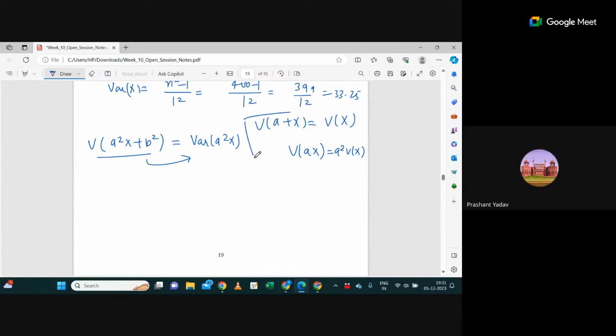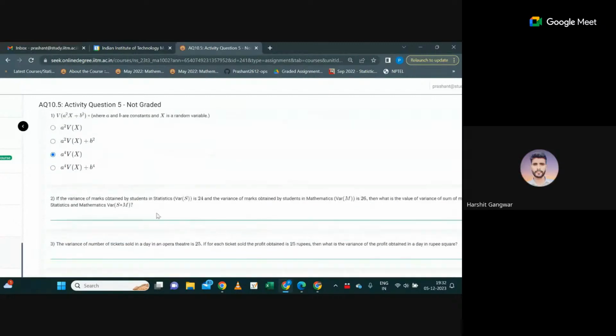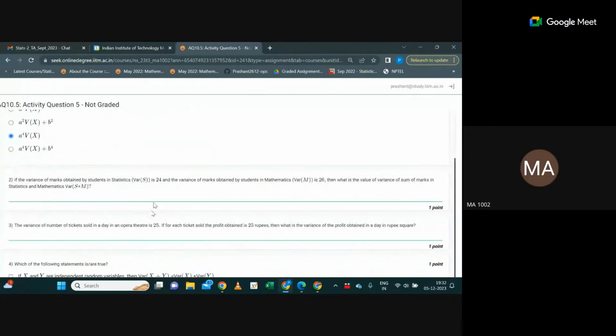Yes or no? Here there is already a square, so it will be a square of a square, right? So it will be a raised to the power 4 times the variance of x. Is this clear? So the third option is correct, not the first or second. Got it? Okay. What about question number 2?